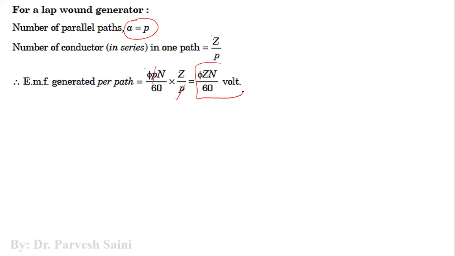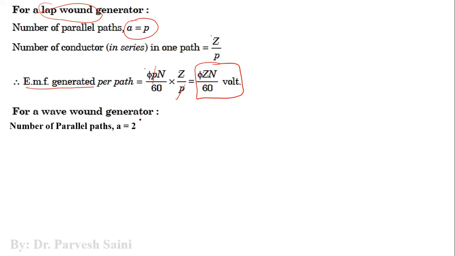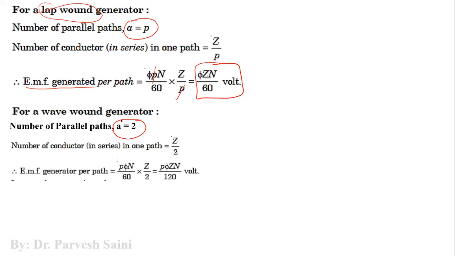So this is the total voltage induced, or you can say total EMF induced or generated by such type of generator in which the armature winding is lap wound. Now in case of wave wound generator, you can see here the number of parallel paths are 2 irrespective of the number of poles. So if we replace A with 2 here, in this case, we have this EMF induced in every path.